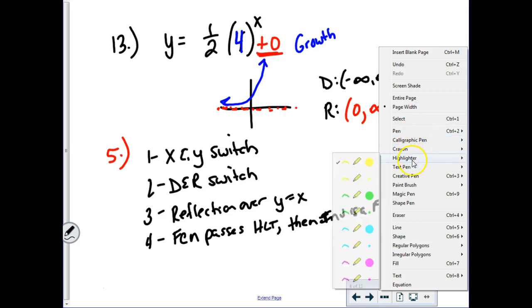All right, let's get, oops, insert page. Who did I leave off? We did 12, 13, I need 6 and 7 still. All right, sorry about that.